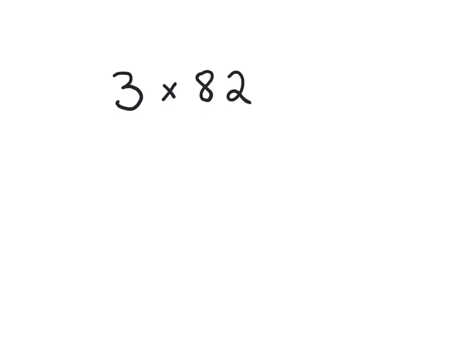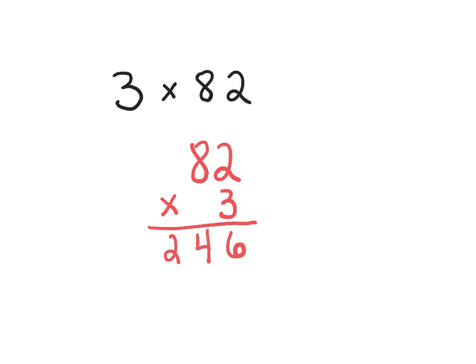3 times 82. Now, when I was your age, we solved this in standard form. 82 times 3. So 2 times 3 is 6. 8 times 3 is 24. So we would get an answer, a product of 246.